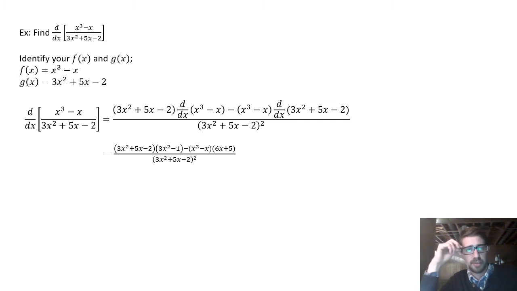So the derivative of x cubed minus x is 3x squared minus 1. Don't forget the derivative of x is 1. That one screws people up. And then the derivative of 3x squared plus 5x minus 2 is 6x plus 5. That minus 2 goes away when you take the derivative. And then the denominator is just the original denominator squared. You don't do the derivative in the denominator.